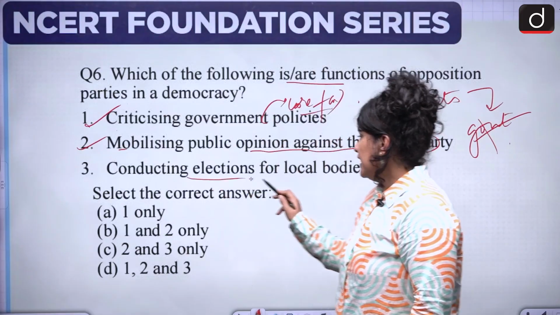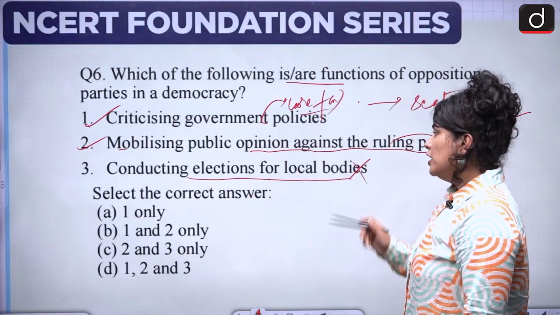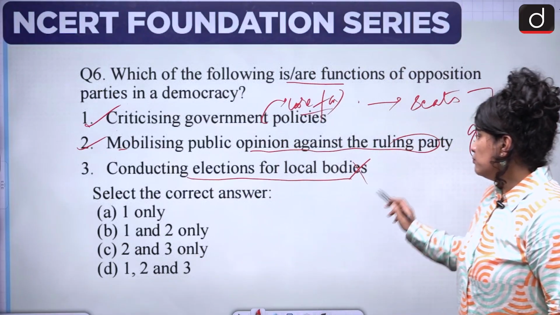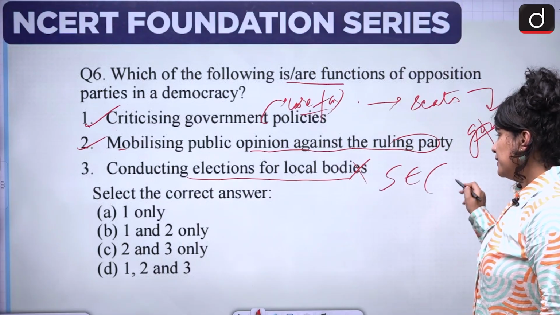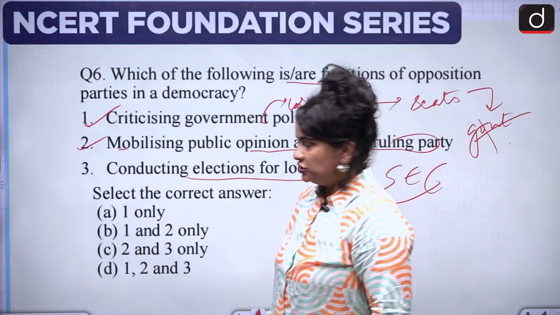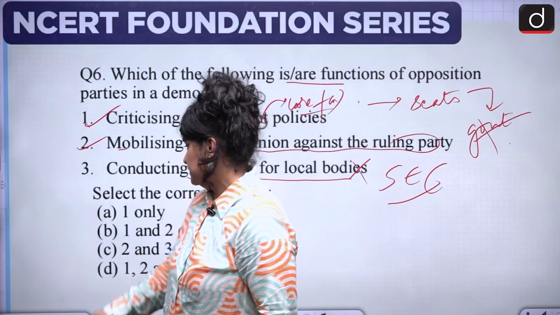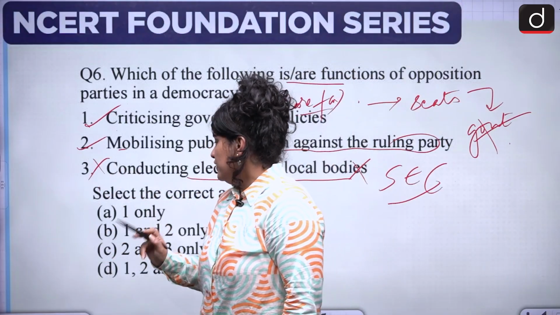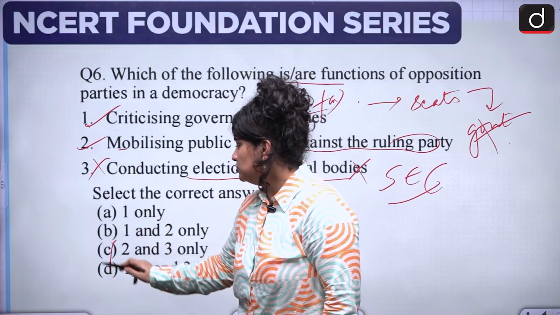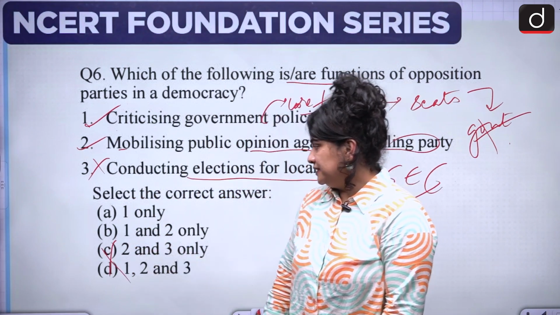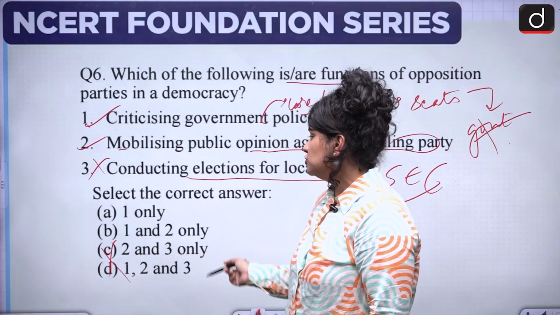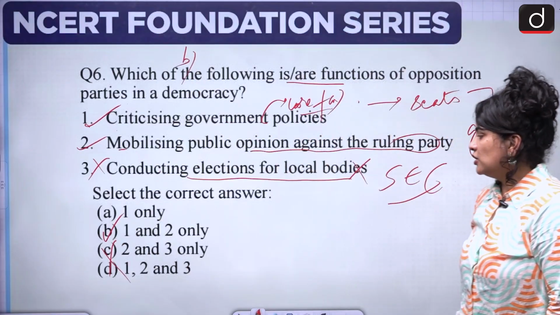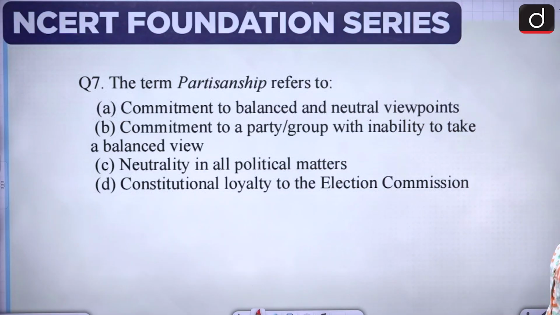3, conducting elections for local bodies. No, we just discussed a while ago that the elections for the local bodies are conducted by the state election commissions for their respective states. So let's try and select the correct answer. We are eliminating the third statement here. So C and D get eliminated and we see that 1 and 2 are correct. So we have our correct answer, which is option B.